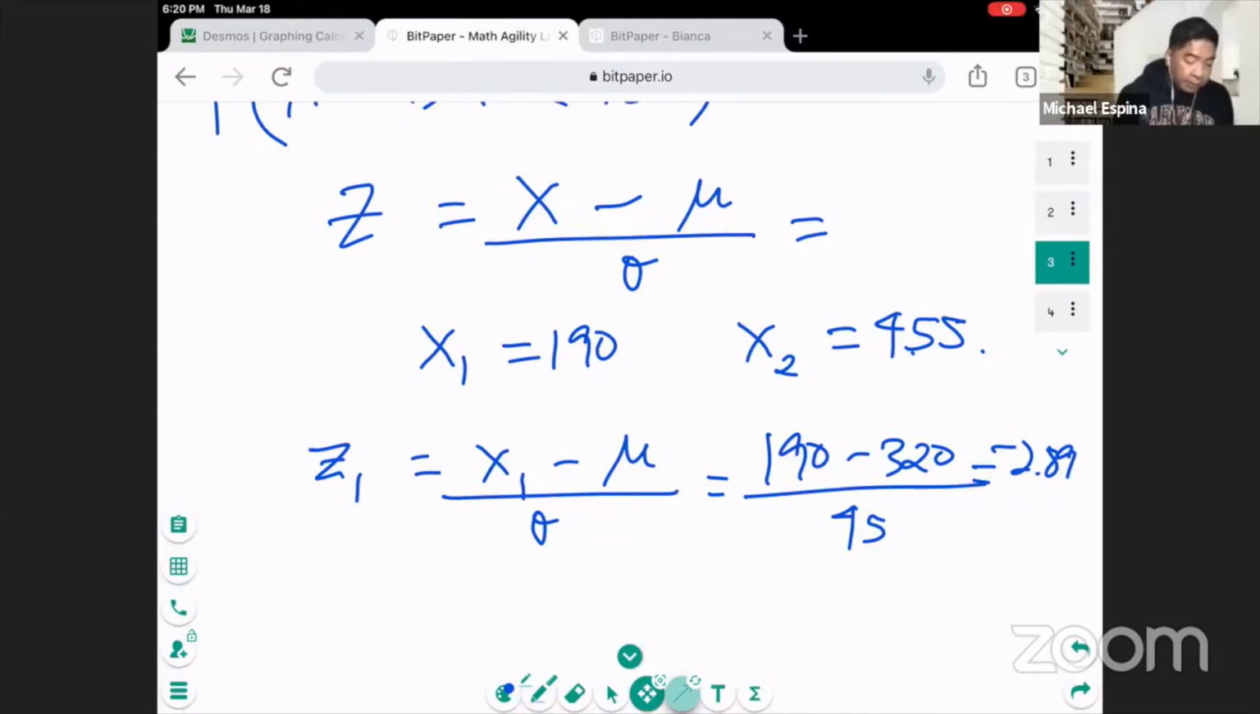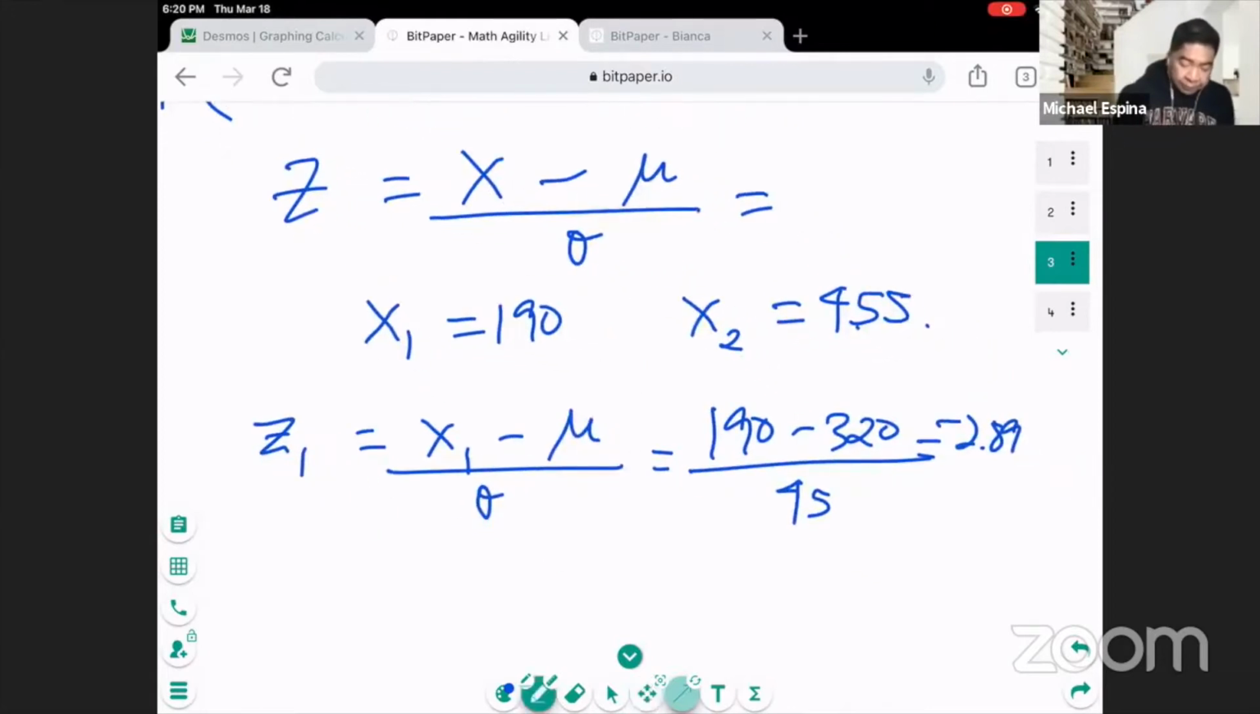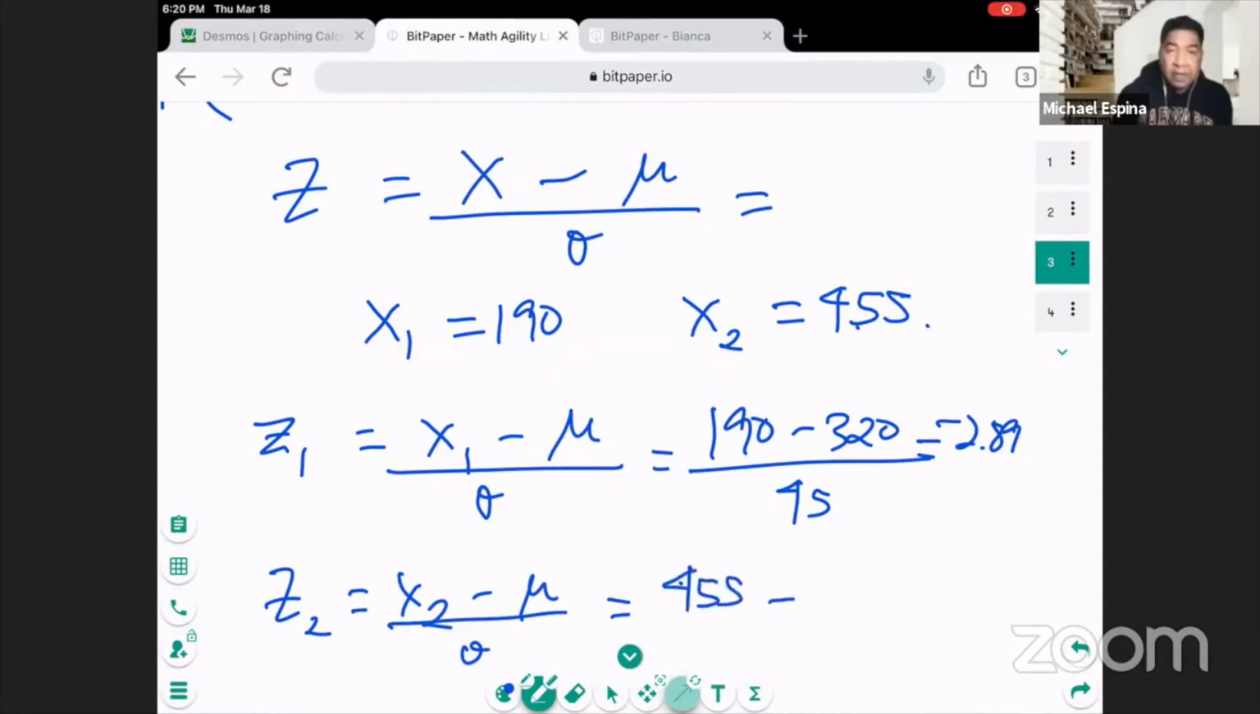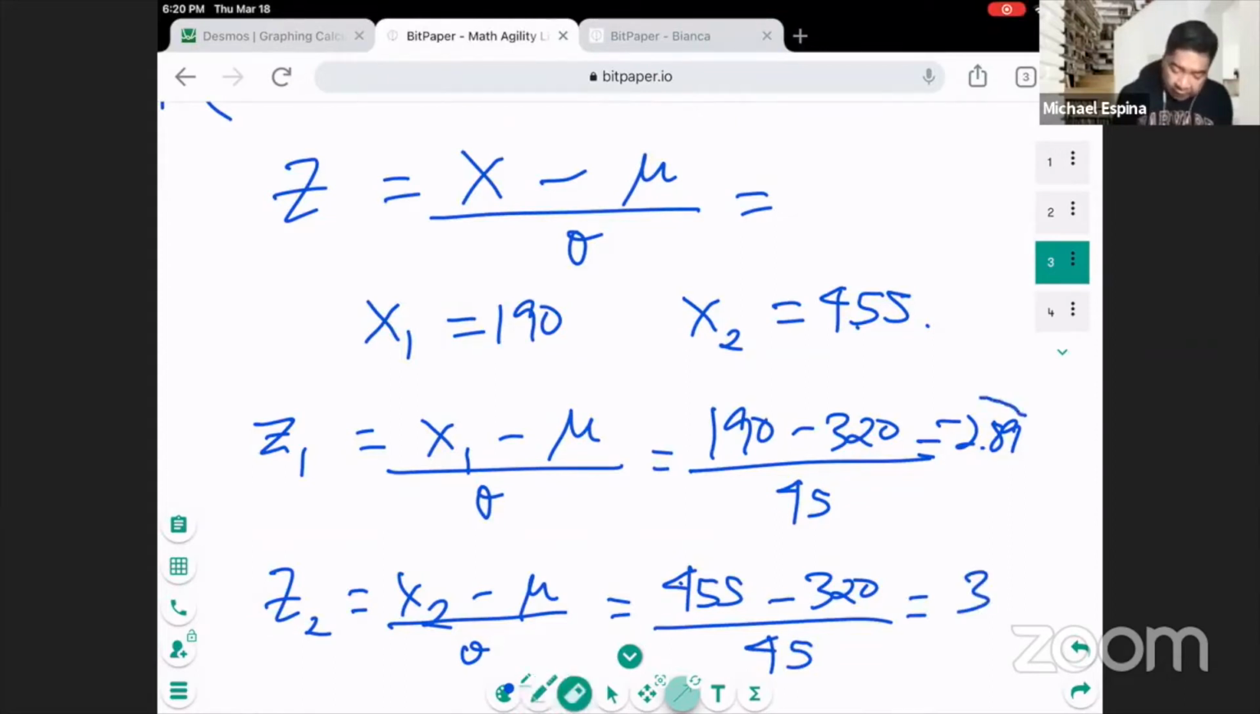Okay, let's again do it for Z sub 2. So X sub 2 minus mu over sigma. X sub 2 is 455 minus 320 divided by 45. That is equivalent to 3. So this one is actually negative 2.89, and the other one is 3. So now we have the Z values and we can now graph it.